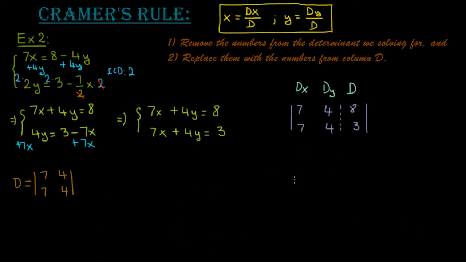Now let's solve for the x. So x is equal to Dx. We're going to cross out the x column and replace that column by the constants d. So we replace this by d, so we have 8 and 3. We will start with 8, 3, and 4, 4.